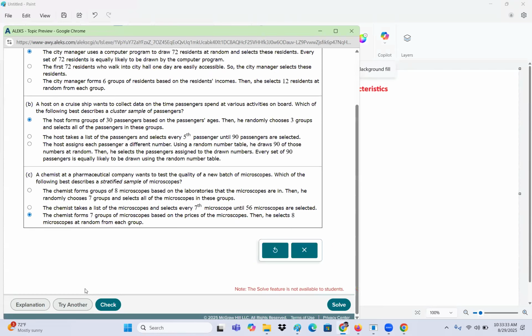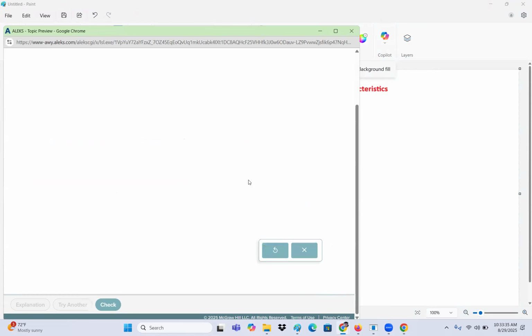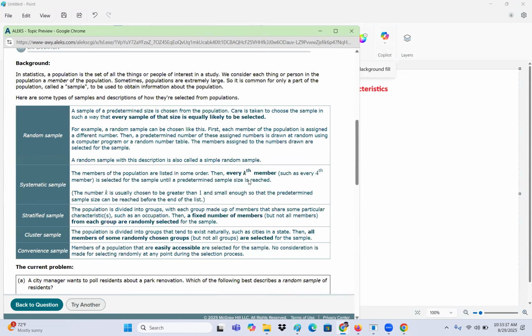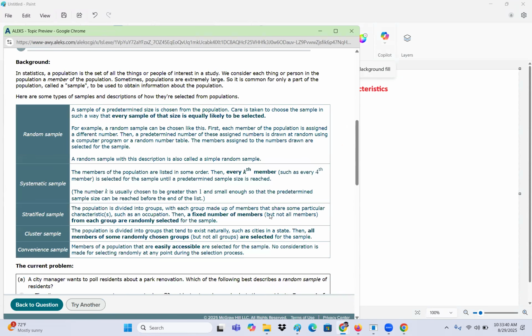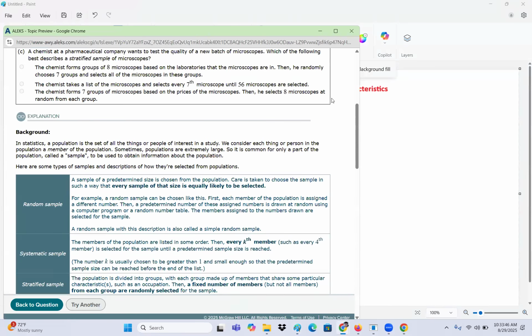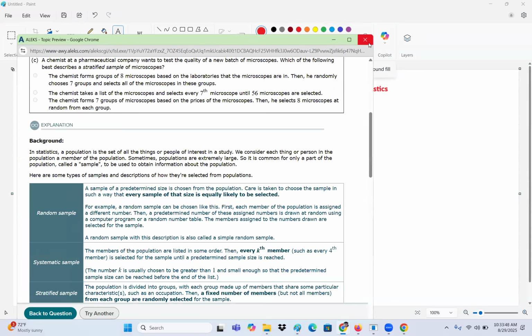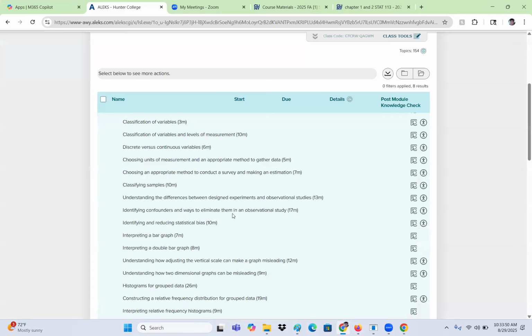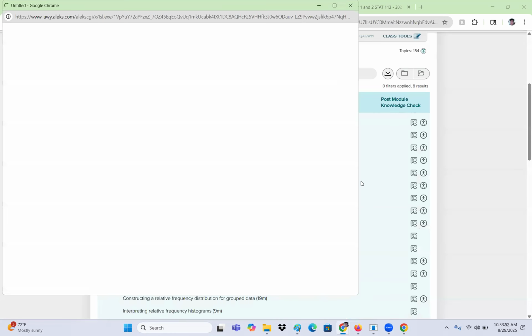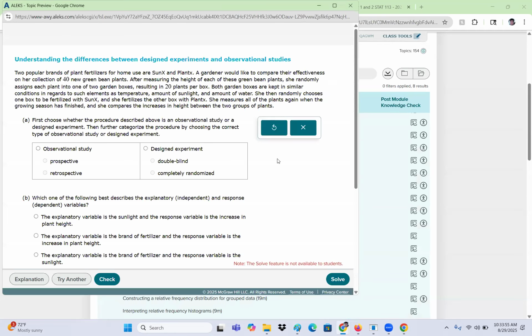All right. We can also see the explanations right here. It usually tells you what it is: a fixed number of members, with each group randomly selected from a sample cluster. All right, so let's move up to the next part, which is different from what we have here. We call it the observational study versus designed experiments.